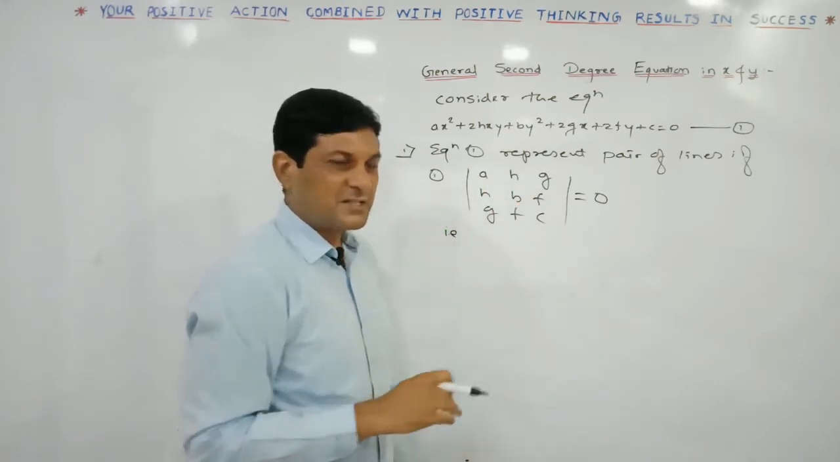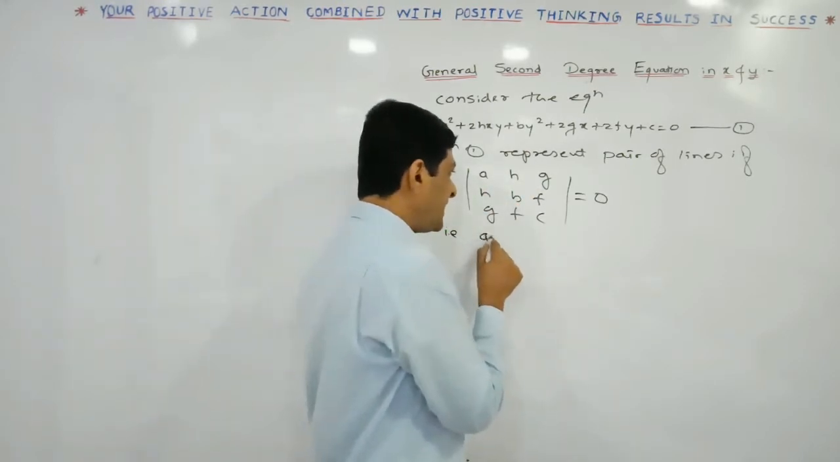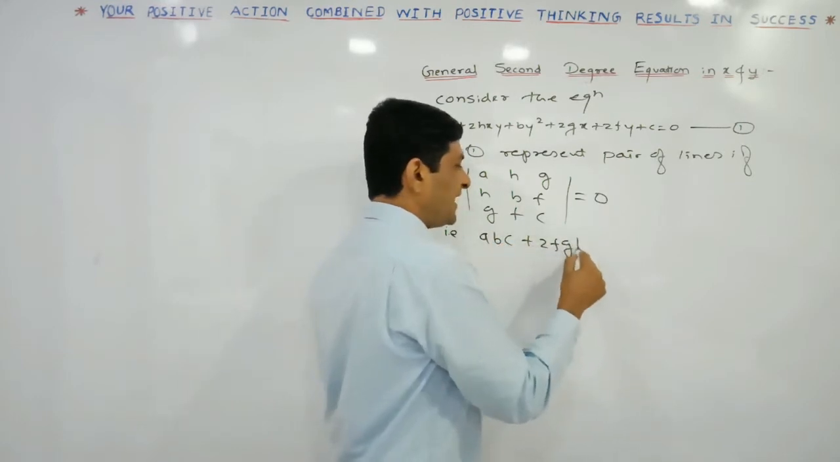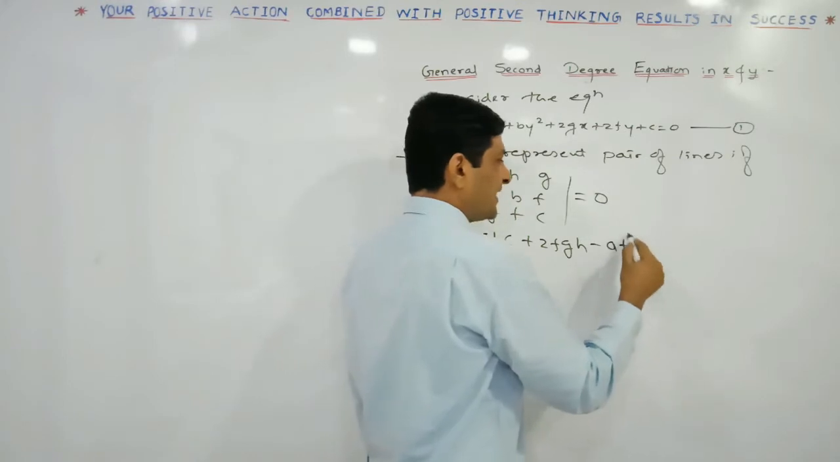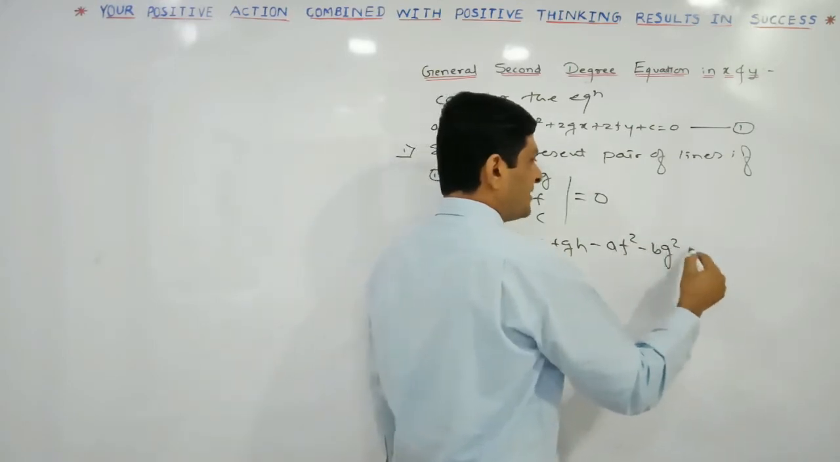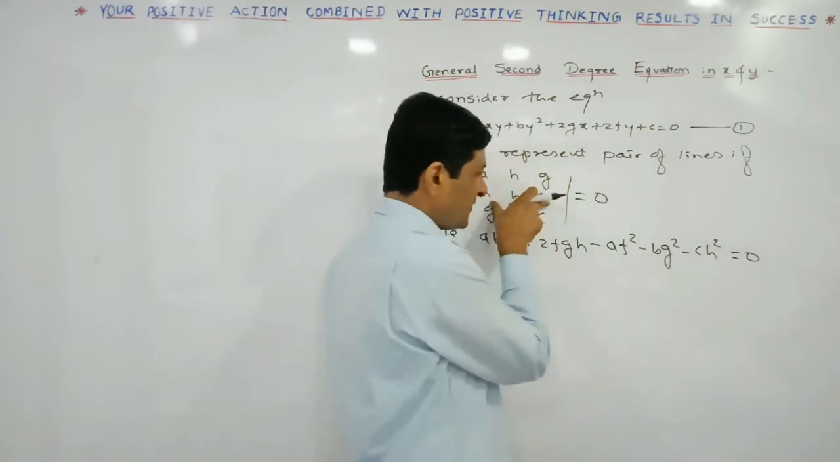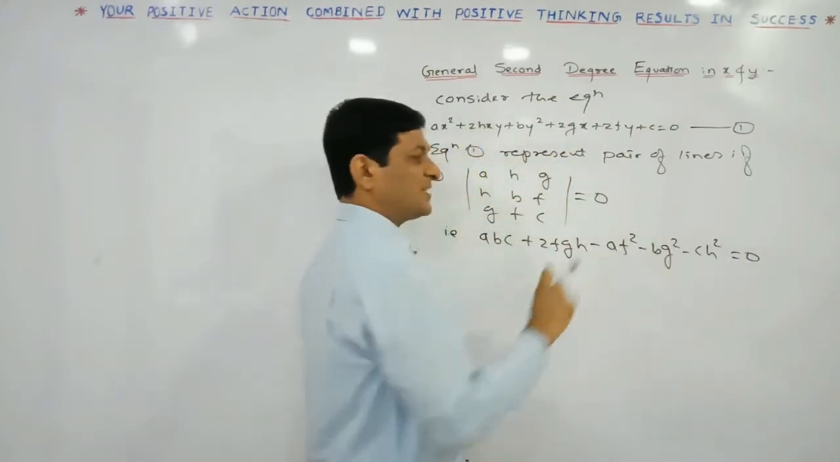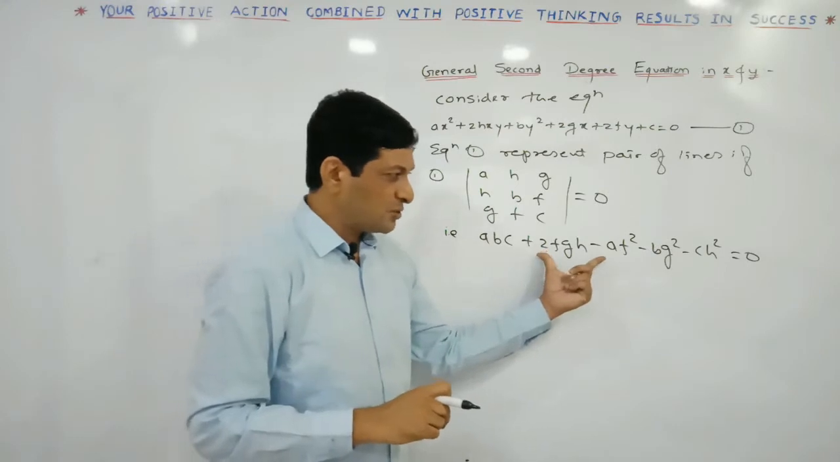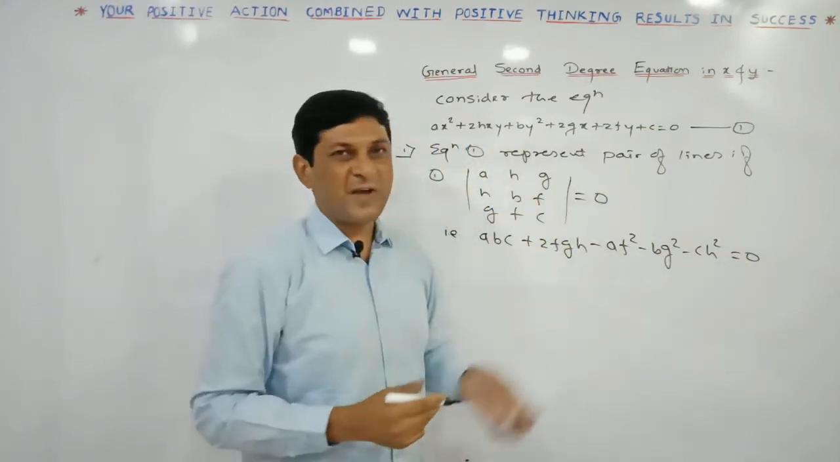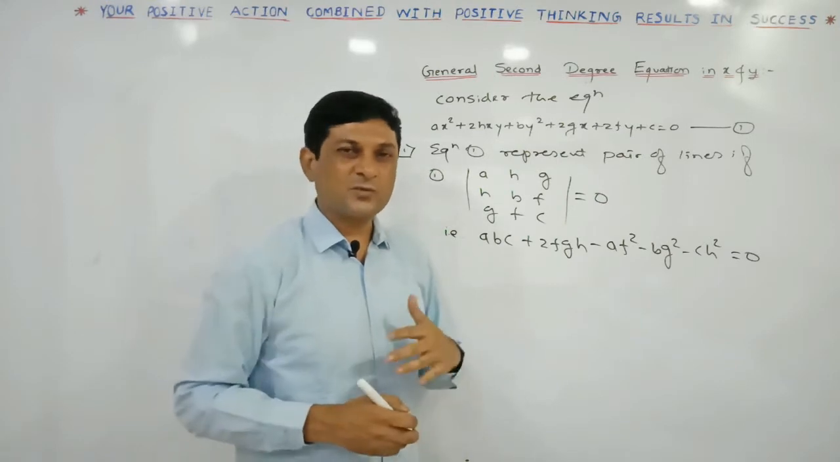If we simplify this determinant, we will get ABC plus 2FGH minus AF square minus BG square minus CH square. On this side 0, keep it as it is. Simplifying this determinant, we will get this expression. Either you are able to show that the value of this expression is equal to 0, or you are able to show that the value of this determinant is also equal to 0.